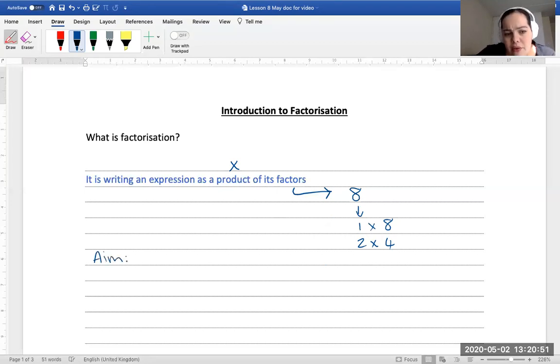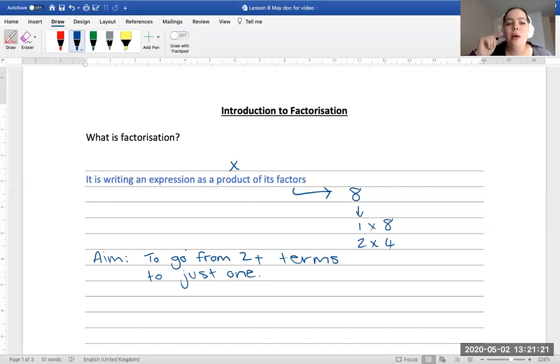Now, here's the real thing. The aim of factorizing. Why do we factorize? The aim of factorizing is to go from two or more terms to just one. It's okay if this seems a bit weird and it's not making much sense to you right now. We are going to do a number of examples and explanations about what this means. But we are saying that we can go from more than one term to just one term. That's the point of factorization.